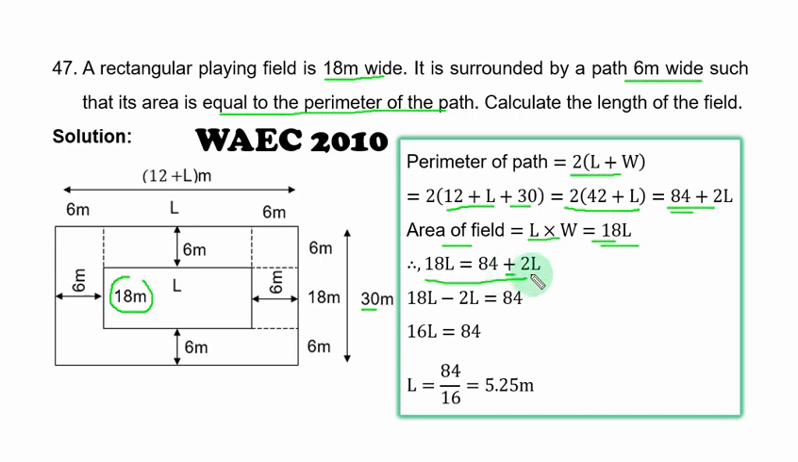We are to transfer this term to the left. You have this result. When you subtract, you have 16 length equal to 84. To get L, divide both sides by 16, and that is 5.25 meters as the length of the field.